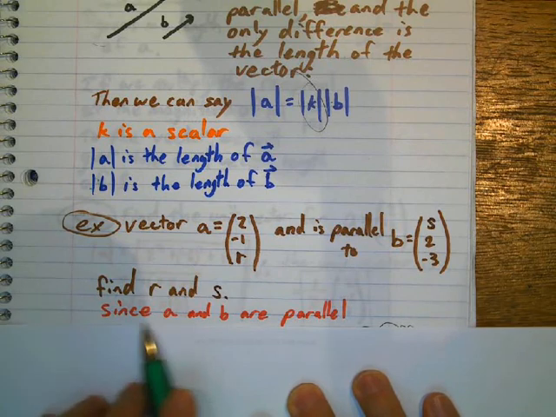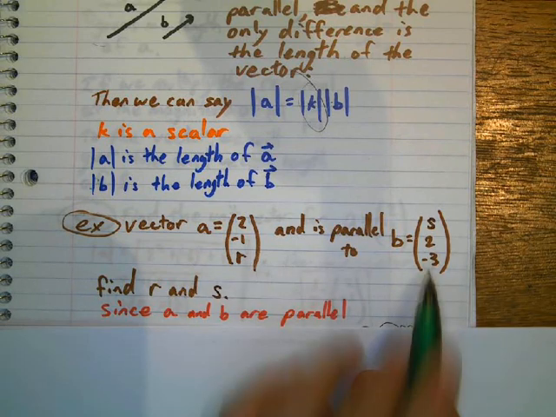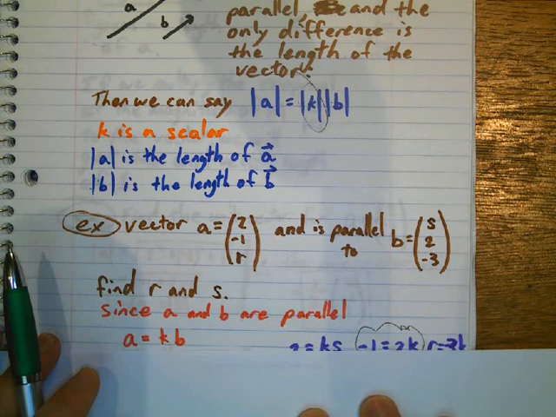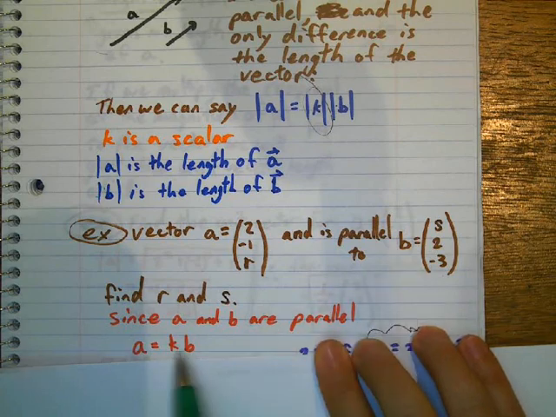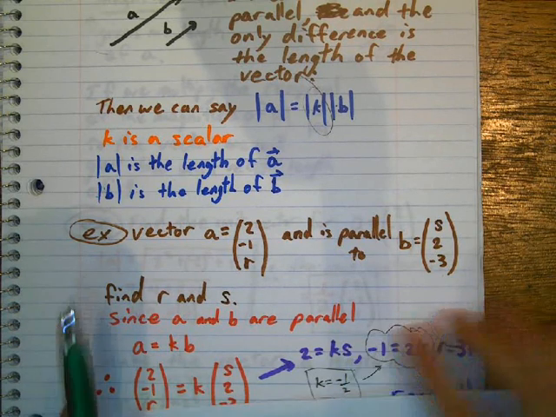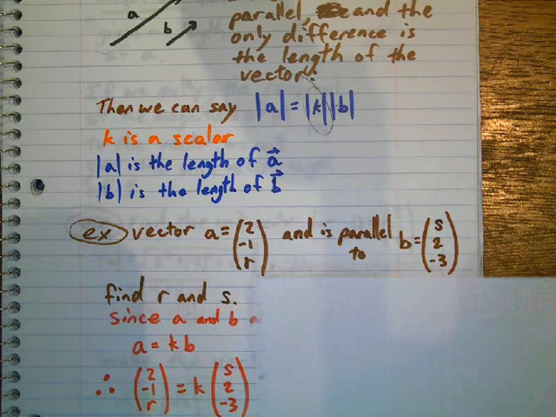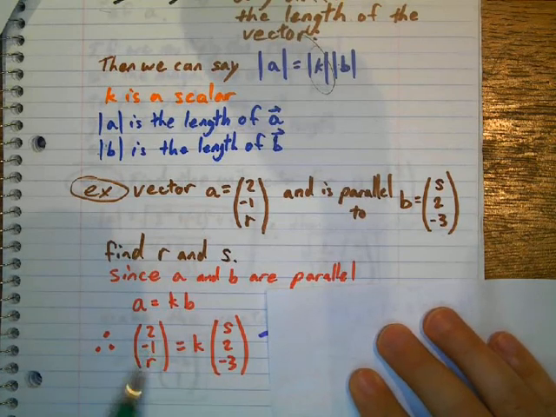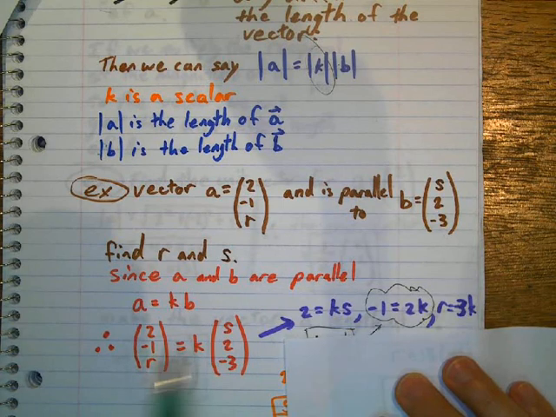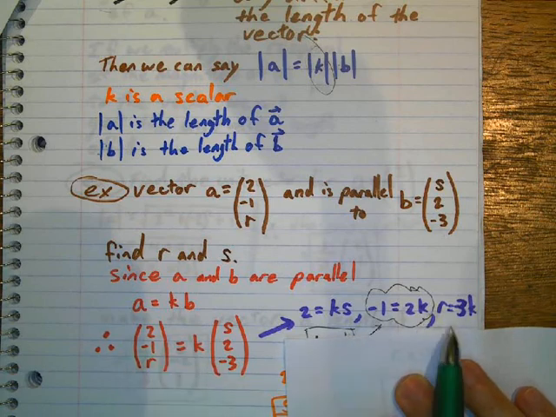Anyways, since these are parallel, find the values. So the first thing we're going to say is, okay, vector A is equal to a scalar times vector B. So I can write this out like this, where we say that vector A equals the scalar times vector B. And then I can look at each row. So 2 equals k times S, -1 equals k times 2, and R equals k times -3.